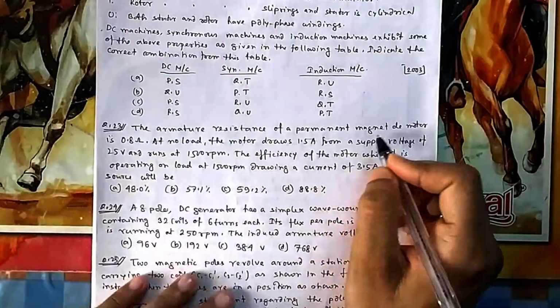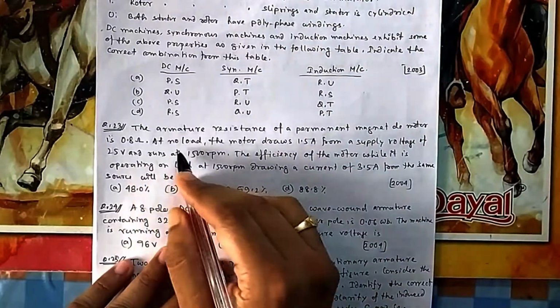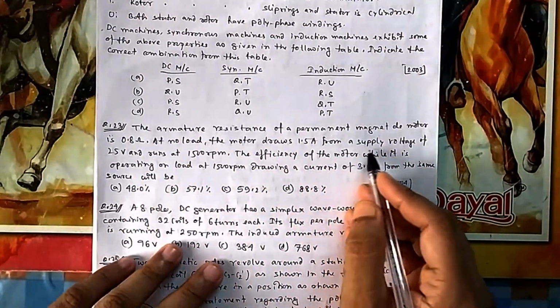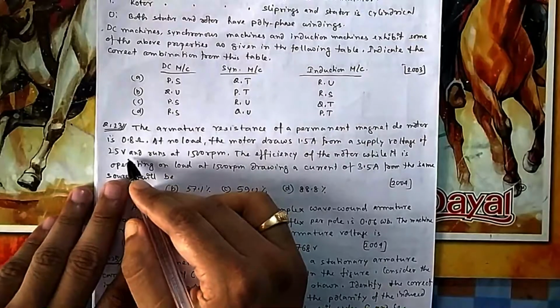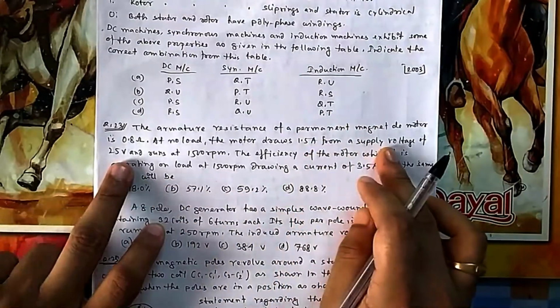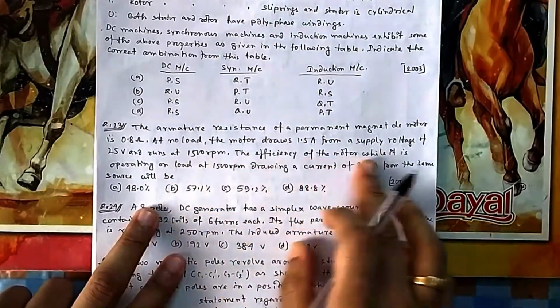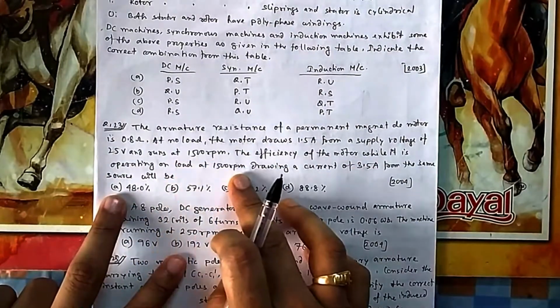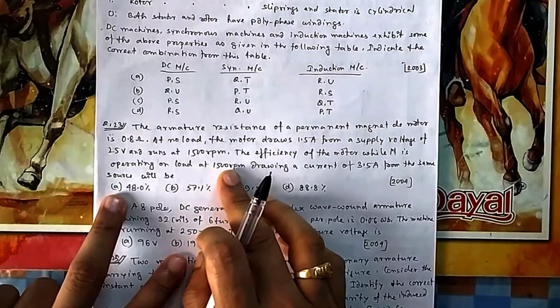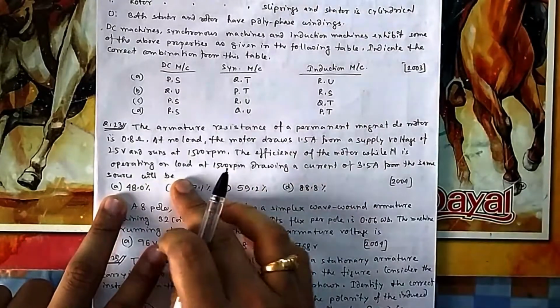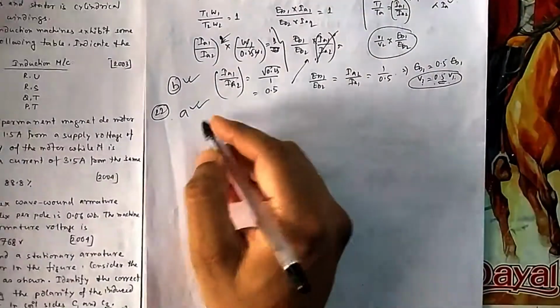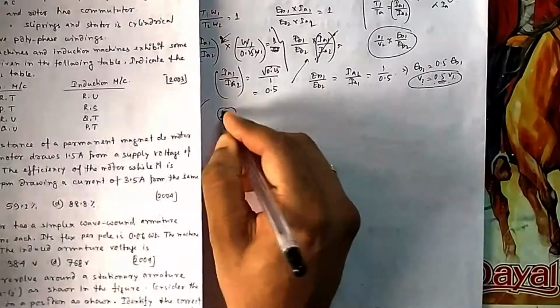The armature resistance of a permanent magnet DC motor is this much. At no load the motor draws this much ampere from a supply voltage of this. Okay, if it is taking this much ampere for no load, so you can find the no load losses and answer the efficiency of the motor while it is operating on load at 1500 rpm, drawing a current of 3.5 from the same source. So you can calculate your no load losses because your no load everything is given.